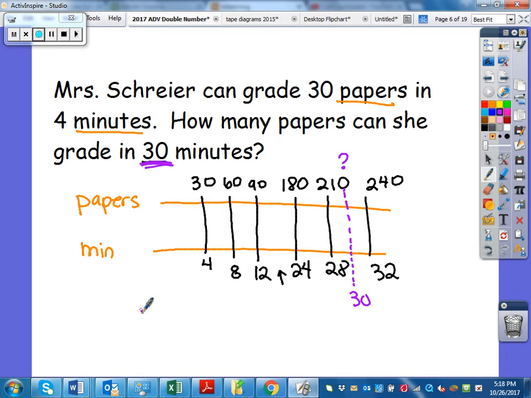I'm going to go back to my original ratio. Do you see how it was 30 papers in 4 minutes? How many papers can Ms. Schreier grade in 2 minutes? Half the amount, or 15 papers. So if I look at my double number line, 28 plus 2 more minutes is 30. So I can add another group of 15 papers to 210, and I would get 225 papers.